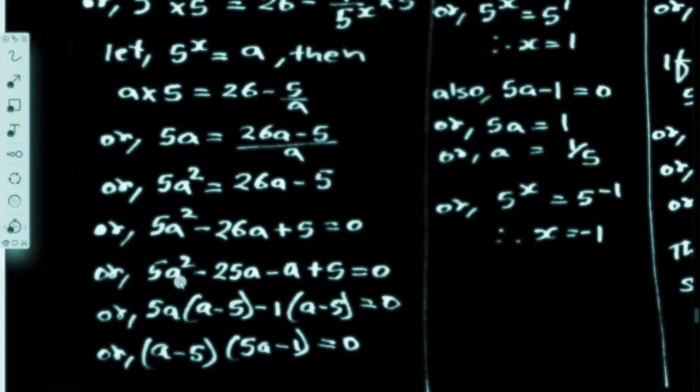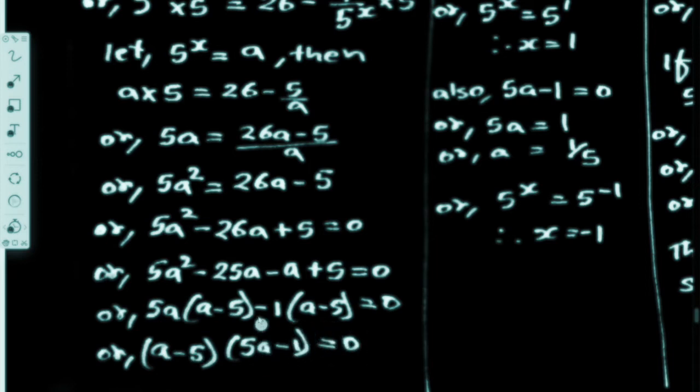This is our expression, and we can get the value only after factorizing it. To factorize, the middle term should be broken into two parts: 5a square minus 25a minus a plus 5 equals 0. Now take common 5a from the first two, and the non-common part is a minus 5. Take common minus 1 from the last two, and the non-common part is a minus 5. Now a minus 5 is common, and the non-common part is 5a minus 1: a minus 5 times 5a minus 1 equals 0.